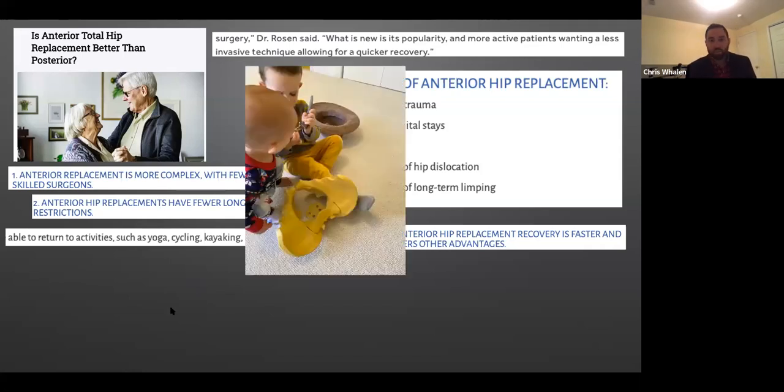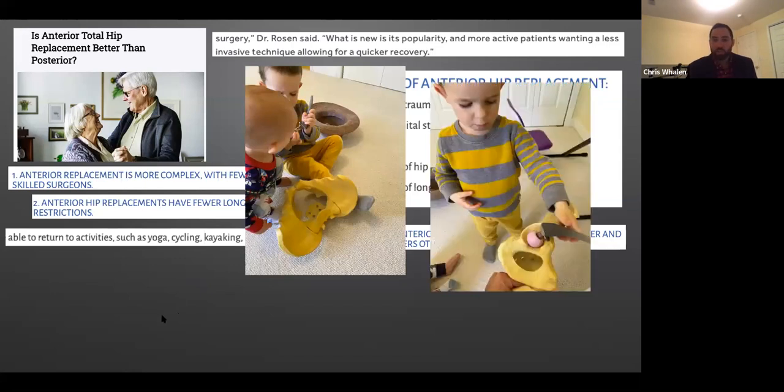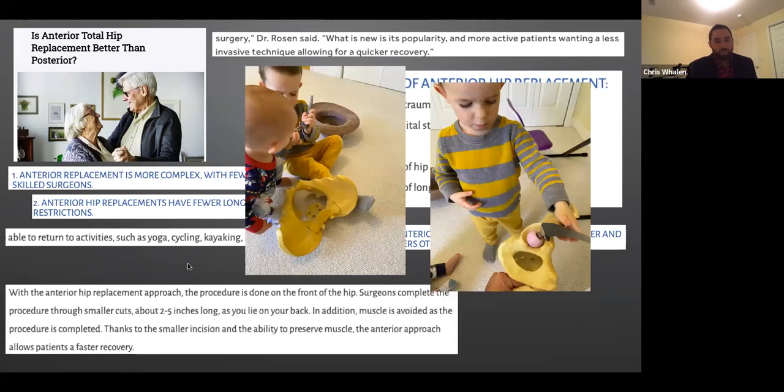And just to test that, I taught my sons how to do it just this past weekend, and within a few minutes they had it figured out, other than putting the femur in upside down. But pretty easy approach. This one I especially liked, incision 2 to 5 inches long for the anterior approach. So I'd like to watch that 2-inch anterior approach incision.